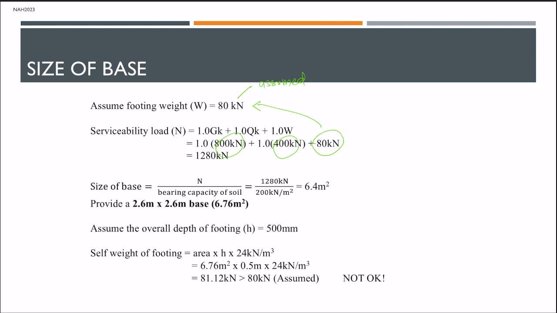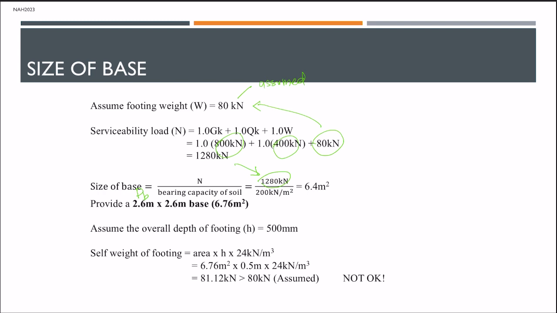Next, we're going to calculate the size of base, which we get by dividing the serviceability load with the bearing capacity of the soil, or PB. So PB is given, and the serviceability load we just take from the calculation above. Here I get 6.4 meter square.